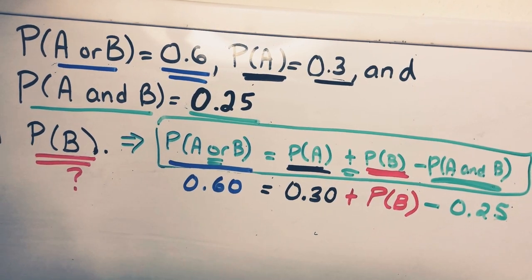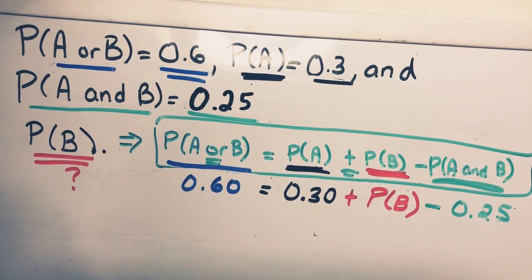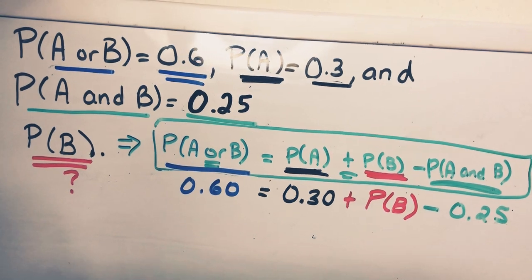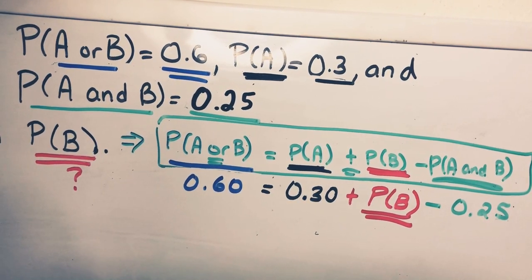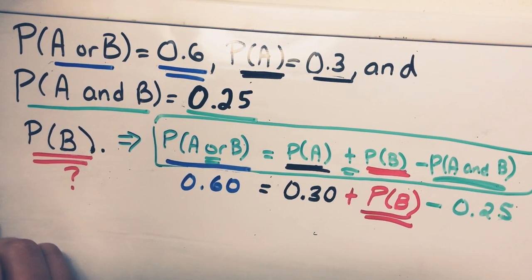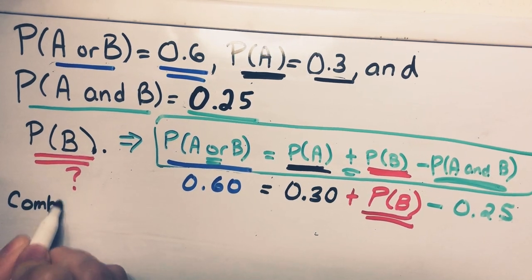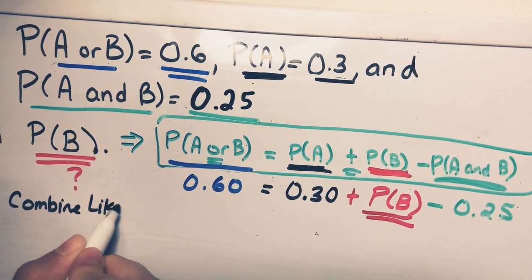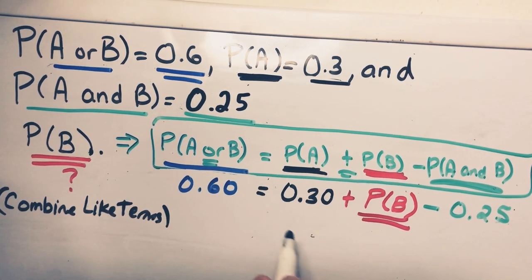So now it's just simply a matter of plugging in what we have and using basic algebra principles to isolate what we don't have. So I notice here what I don't have is probability of B, and that's on the right side of my equation. So basic algebra would say first step would be to combine like terms. So let's do that. Let's combine like terms here on the right side.